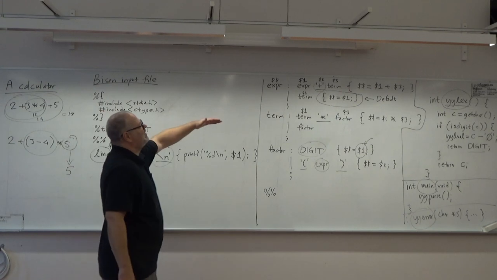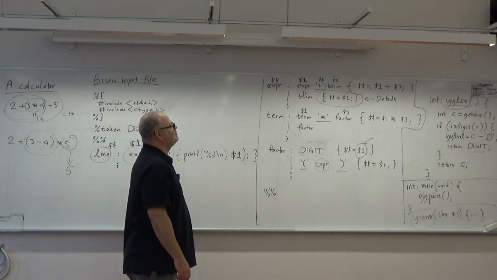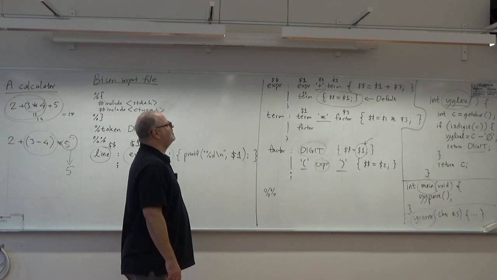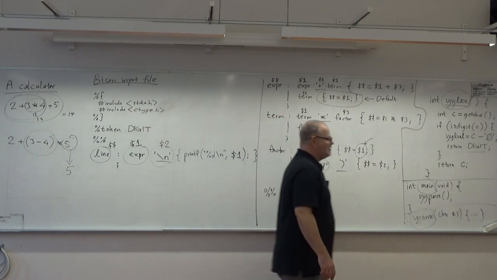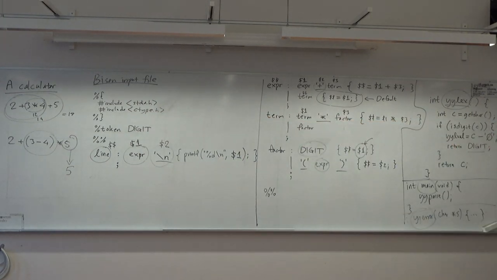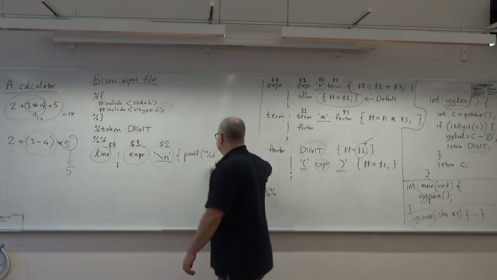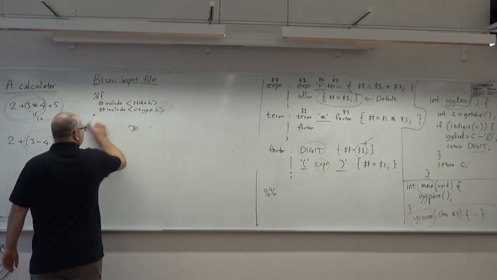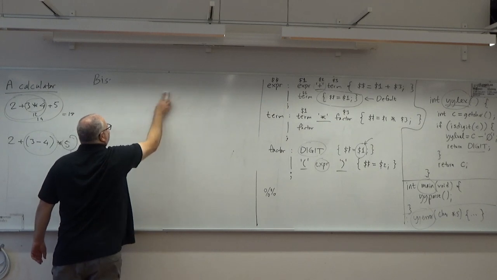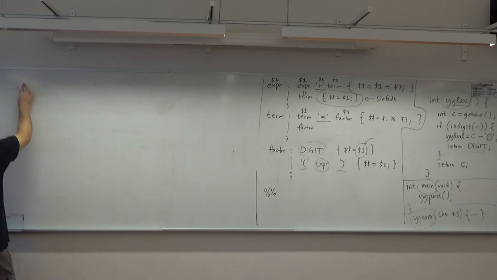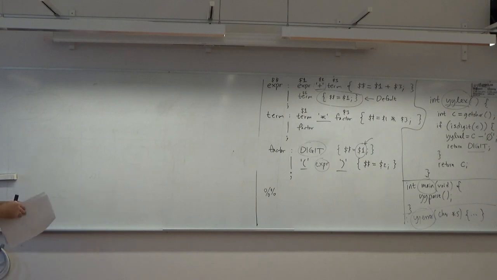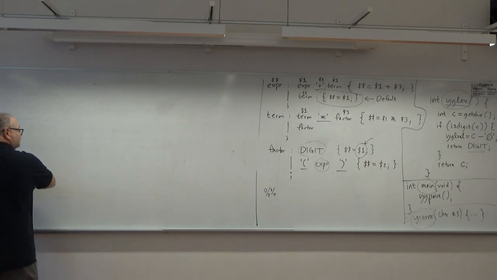Working with terms and factors and expressions, that is difficult and unnecessary when you have Bison, because you can tell Bison the priority and associativity of operators. So instead of saying that an expression consists of terms, which in turn consists of factors, you can simplify this. You can say everything is an expression. And then you write an ambiguous grammar.